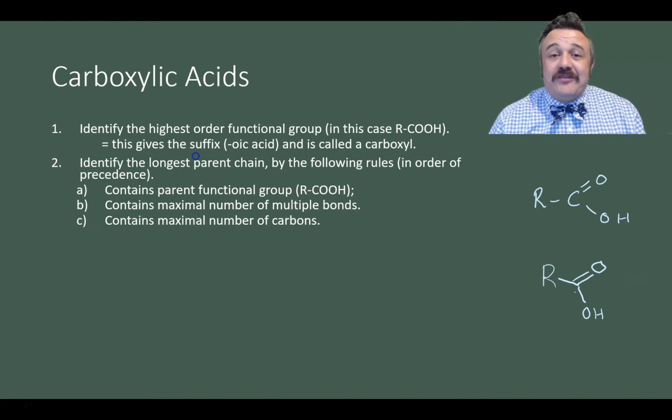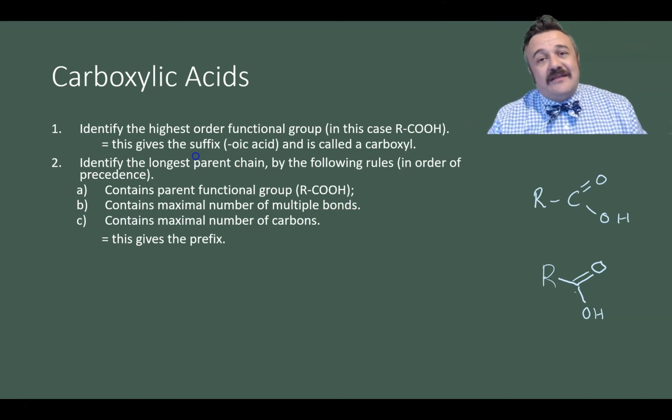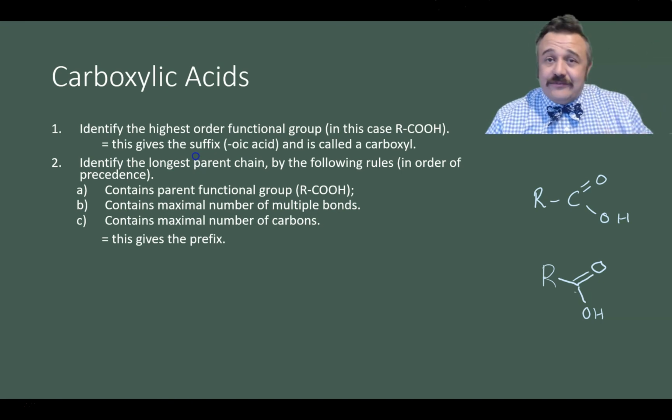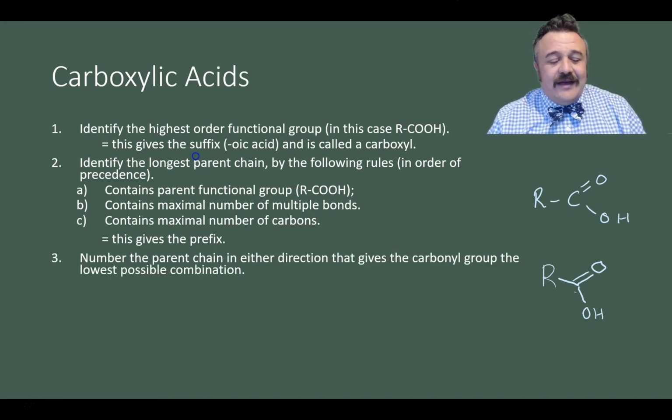We identify the longest parent chain that contains that carboxyl group. We want to make sure it snakes around and collects the most possible double bonds or triple bonds, and has the longest chain possible with all of that combined. That gives us the prefix, usually from meth to dec, but for our cases it's rarely going to go above dec. We number the parent chain in the direction that gives the lowest number to the highest priority, which in this case is the carboxyl group. So the carboxyl group is going to be numbered 1 every single time.